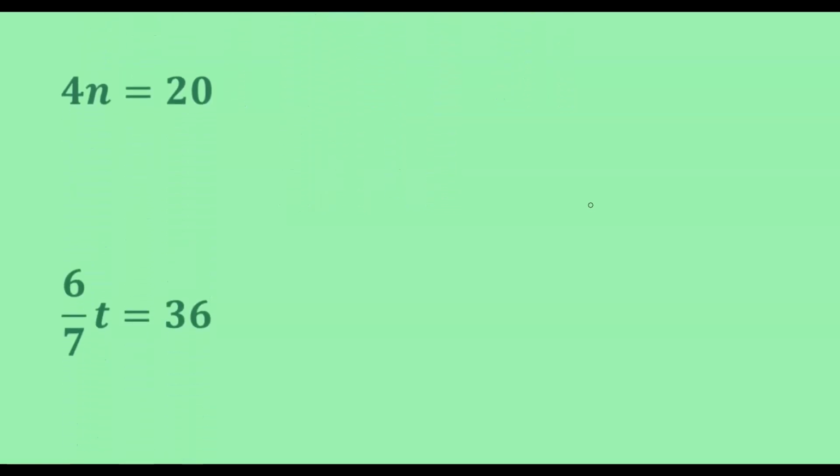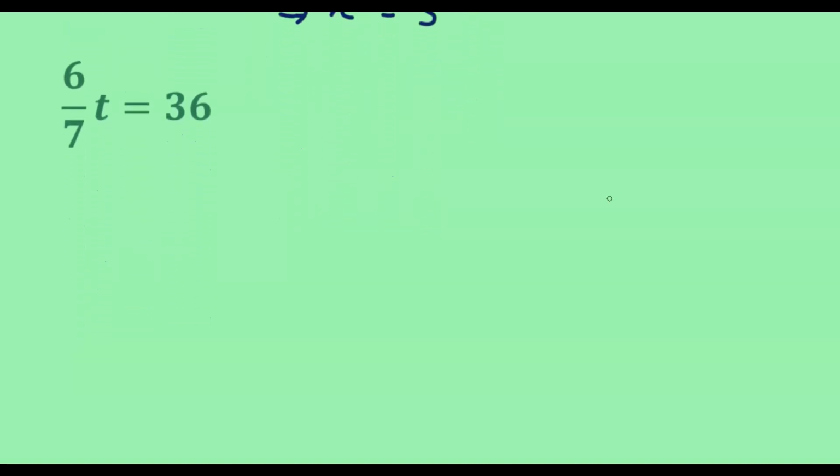Consider the next problem. Here we have 4n is equal to 20. On the left-hand side, along with the variable n, we have 4 multiplied with it. And so how do we eliminate it? We can eliminate it by dividing both sides of this equation by 4. So we end up with 4n divided by 4 is equal to 20 divided by 4. We can cancel out these two 4's, and on the left-hand side, all we are left with is n. On the right-hand side, we have 20 divided by 4, which is equal to 5. And so we have solved the one-step equation to obtain that n is equal to 5.